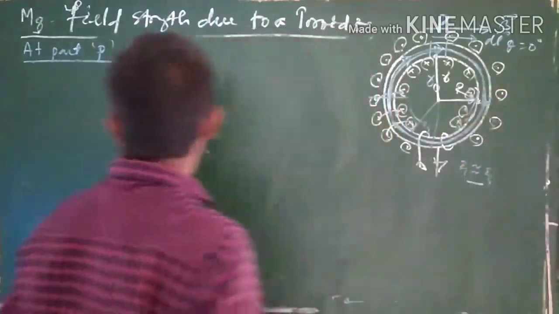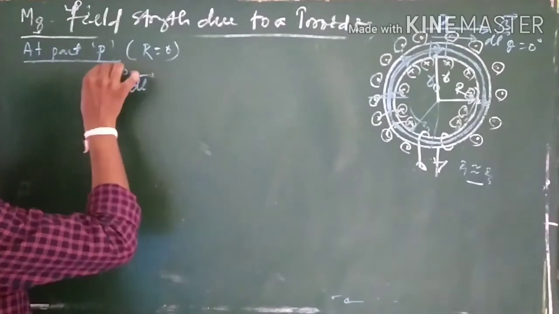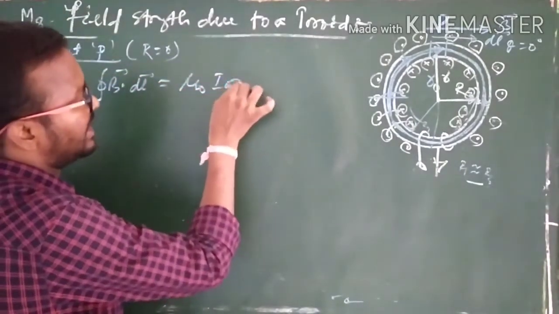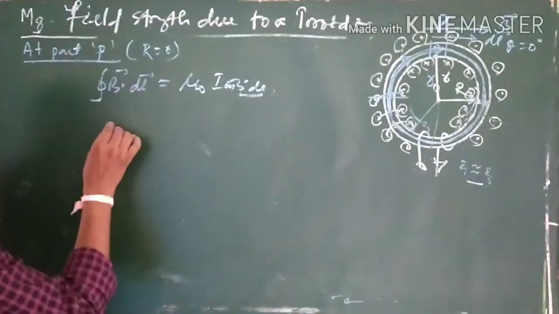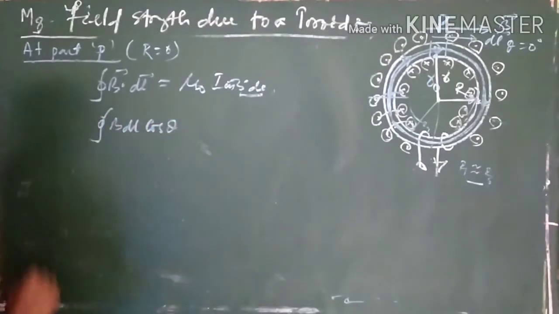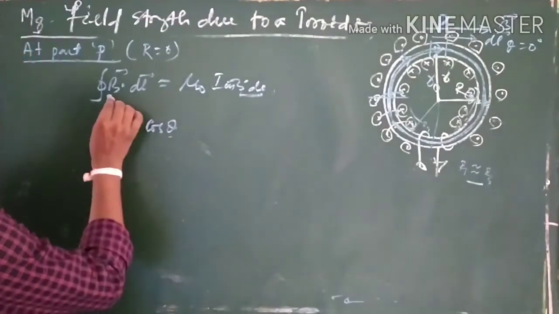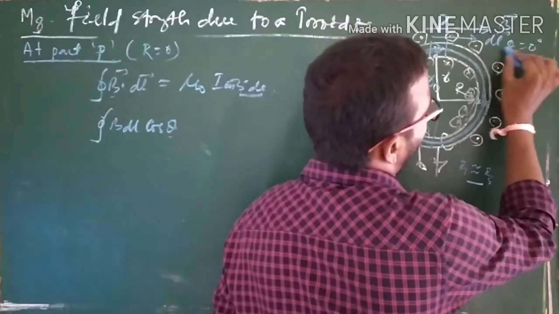0 degrees. If we use Ampere's law, that is the closed integral of B dot dl equal to mu I inside. So B dot dl, that is B dl cos theta, over a closed integral. What is theta? Theta is the angle between B and dl. So here at point P, the angle between B and dl is 0.